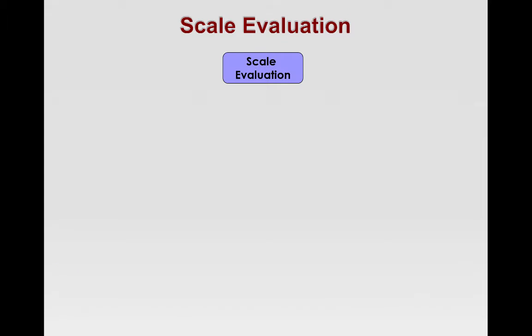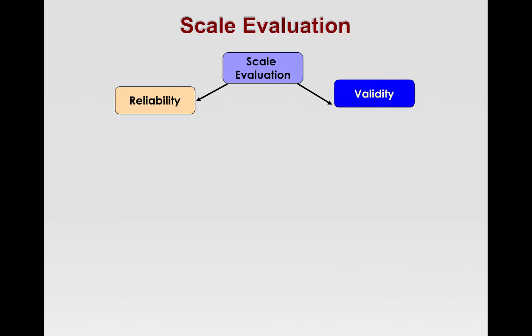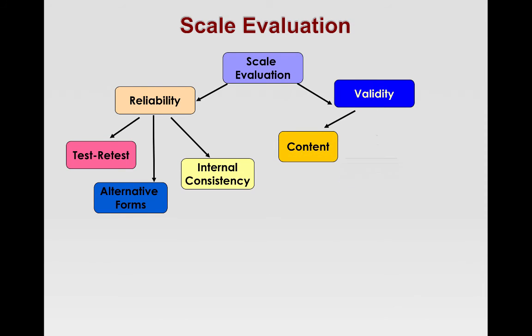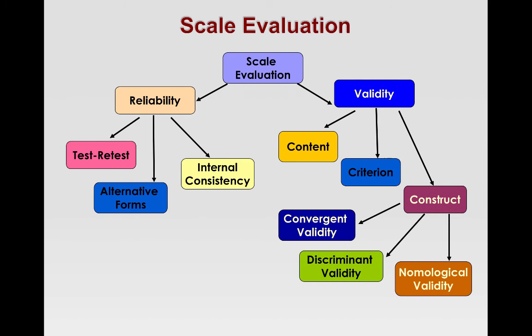Multi-item scales consist of a number of rating scale items. These scales should be evaluated in terms of reliability and validity. Reliability refers to the extent to which a scale produces consistent results if repeated measurements are made. Approaches to assessing reliability include test-retest, alternative forms, and internal consistency. Validity, or accuracy of measurement, can be assessed by evaluating content validity, criterion validity, and construct validity.